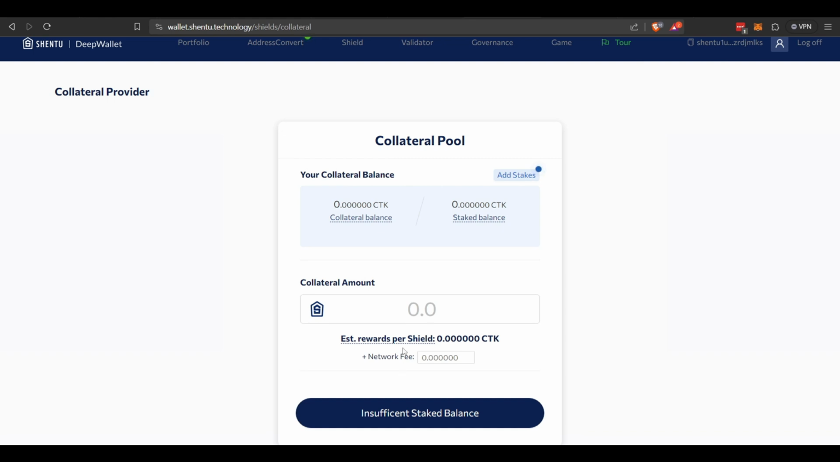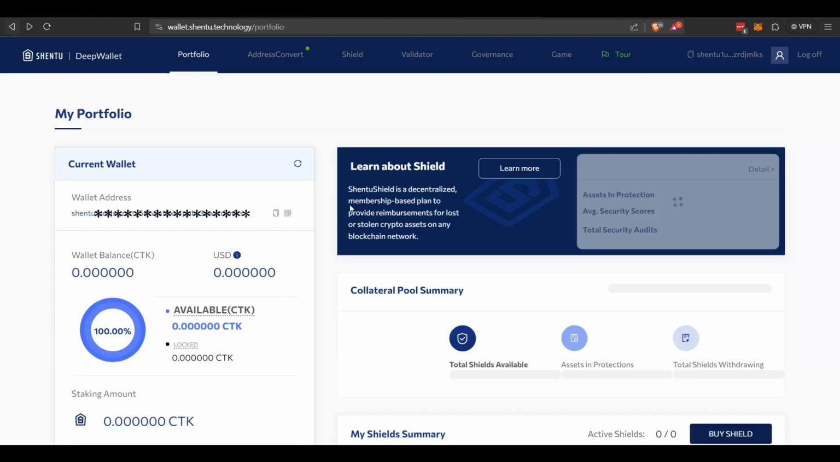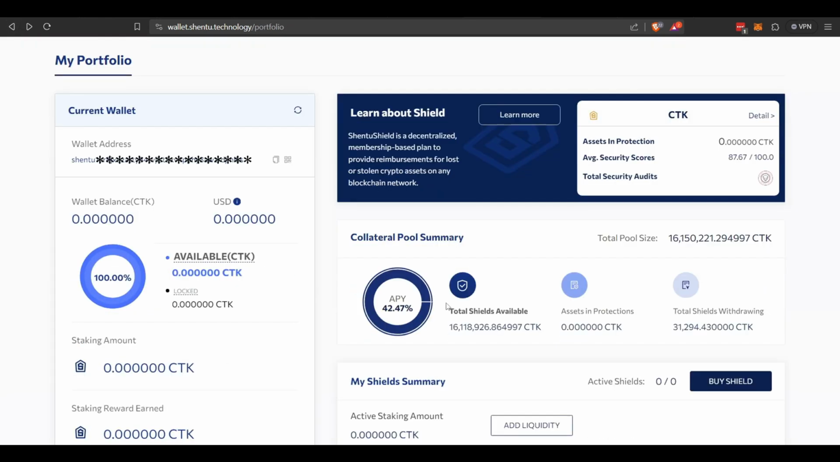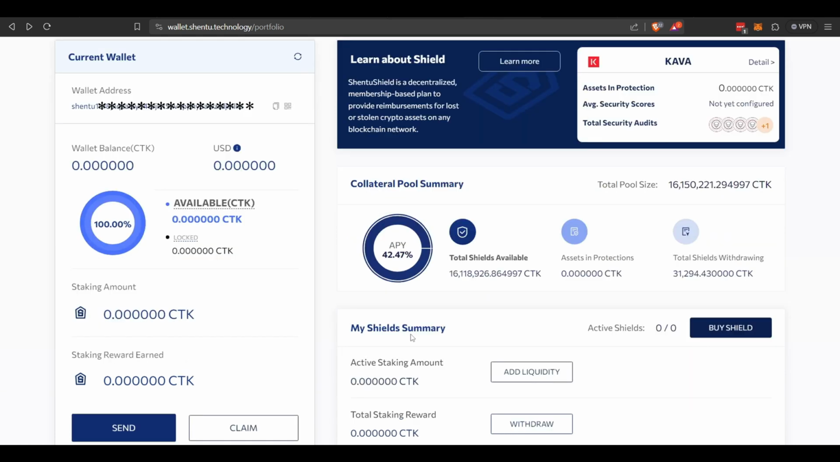If you want to unstake it or unbond, the period is 21 days. So once you stake, you're going to have to wait 3 weeks to get those back. And like I mentioned earlier, the current APY is just over 42%. So some decent returns in helping people cover their losses in crypto.